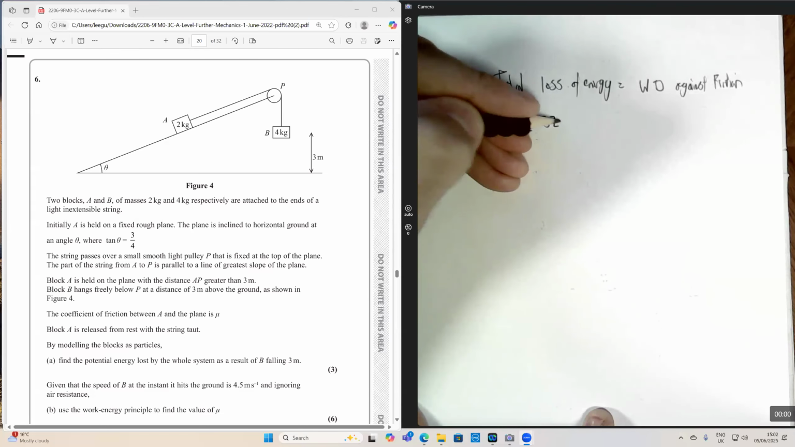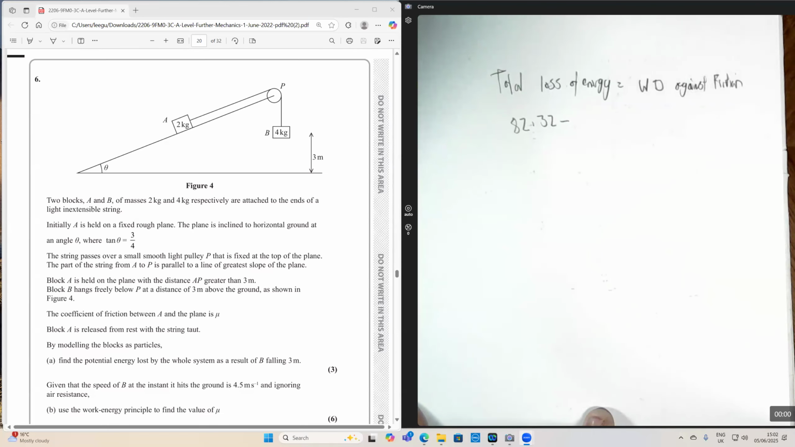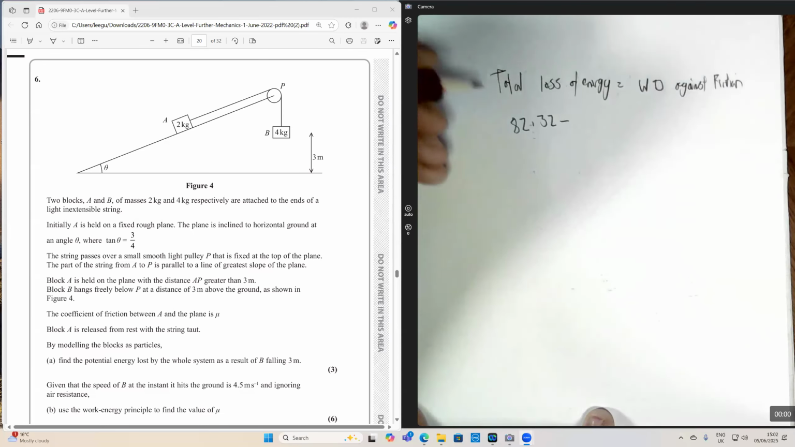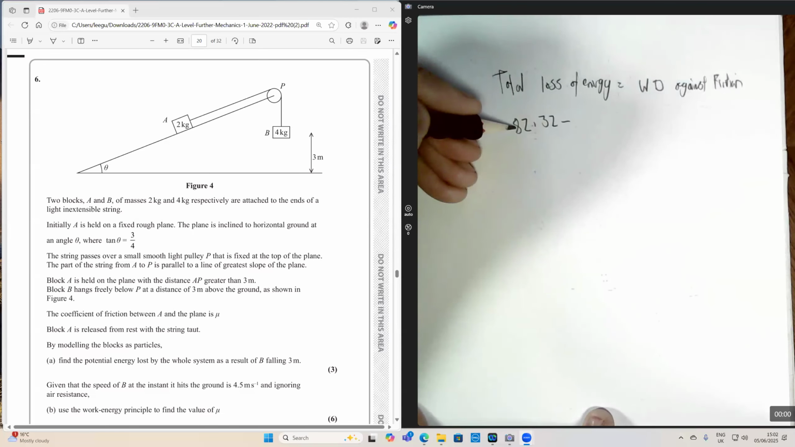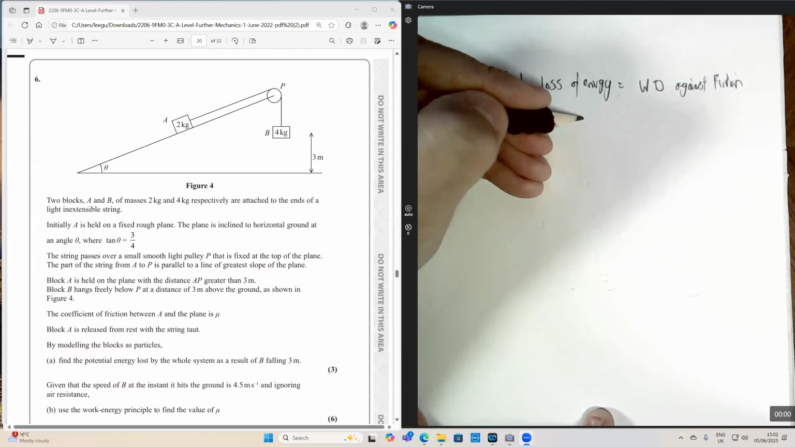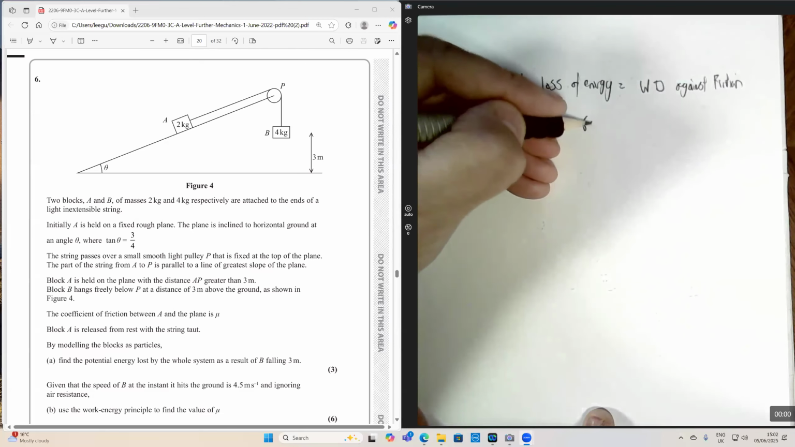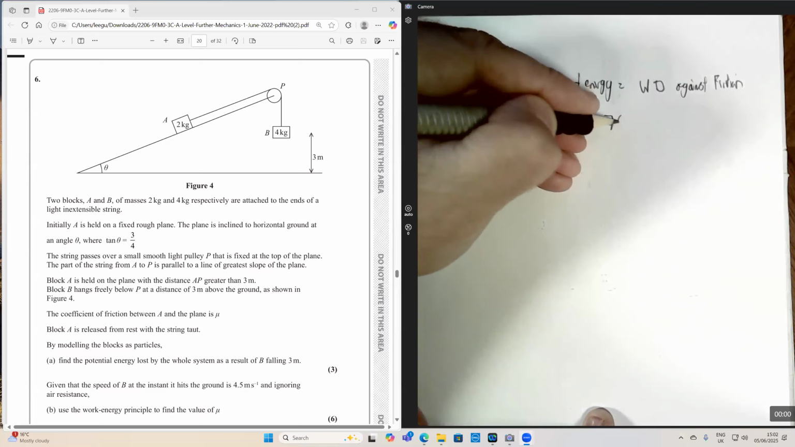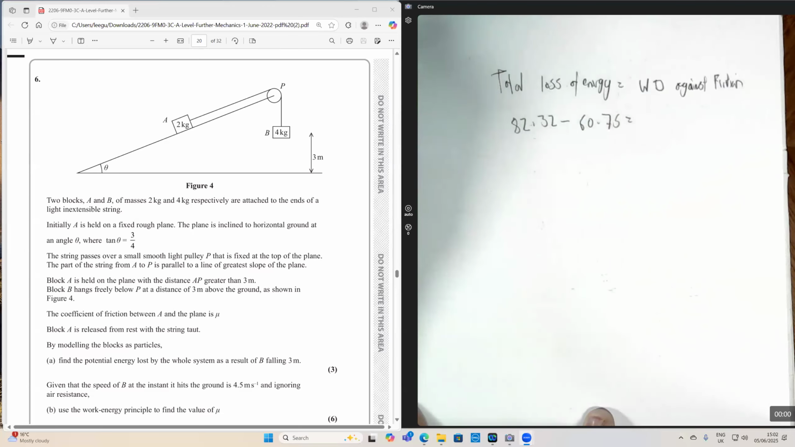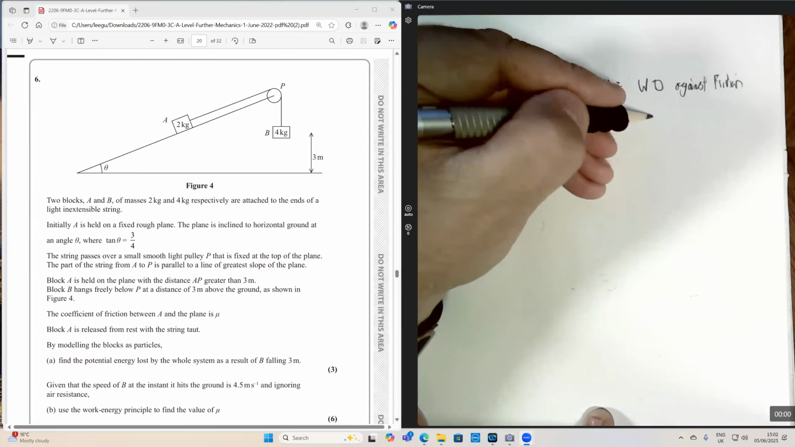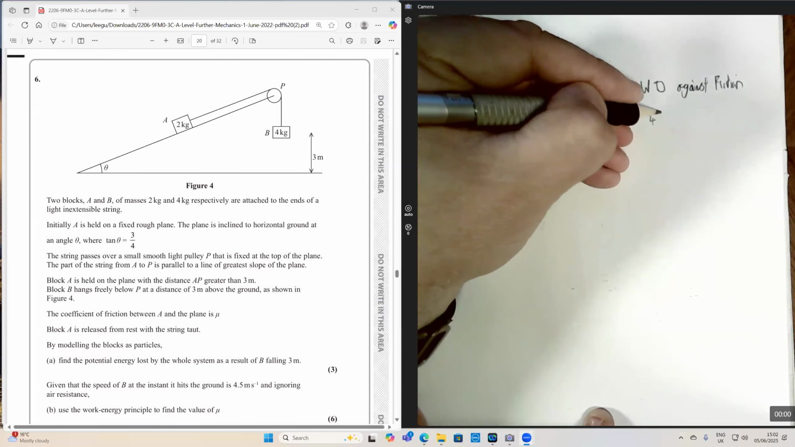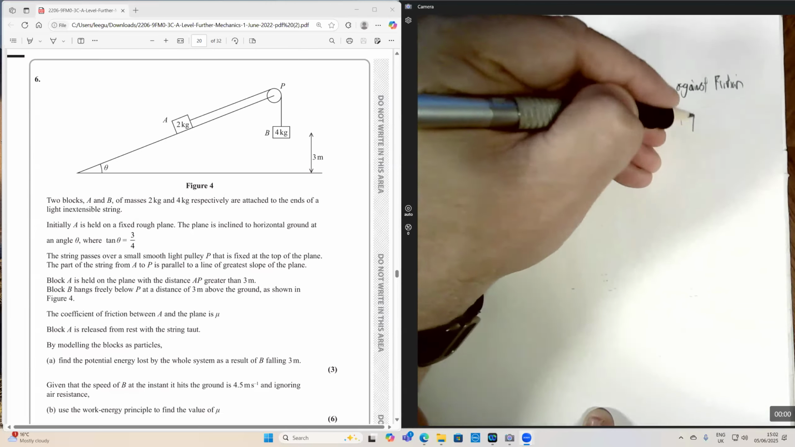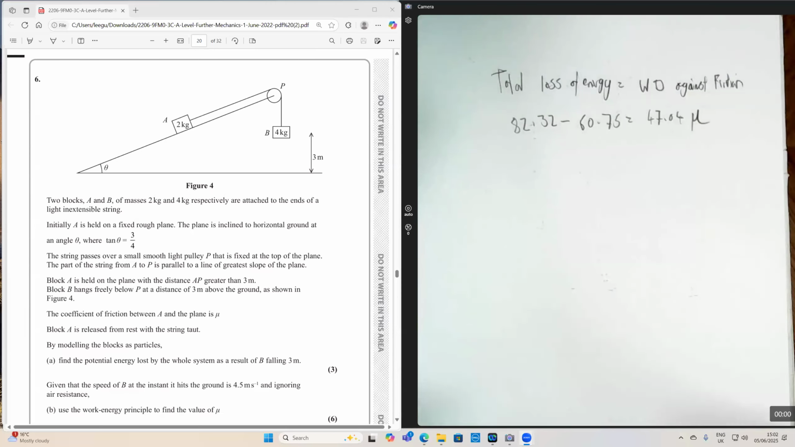82.32. And we're going to take away from that the gain in kinetic energy. So it's the loss of that energy, take away the gain in kinetic energy, which is 0.75. So that's the energy that's been lost from the system, and that must equal the work that's been done against friction. So we've got 47.04 mu. And the only unknown in this equation is mu.